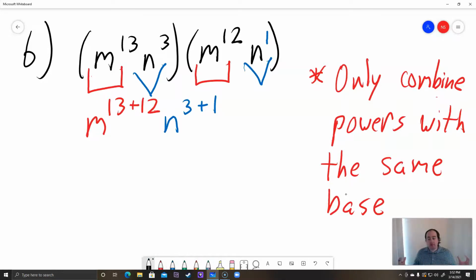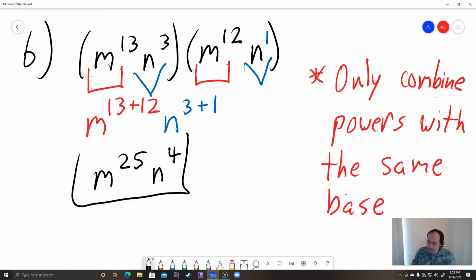Now we cannot combine those with each other because they have different variables. So different variables cannot actually interact. They just kind of stay separate. But we can go ahead and add. So 13 plus 12 is actually 25. So we get m to the 25. And then 3 plus 1 is 4, so we get n to the 4. Okay, so we have m to the 25 times n to the 4. All right, that's as simplified as it gets because you're not allowed to combine variables with one another.